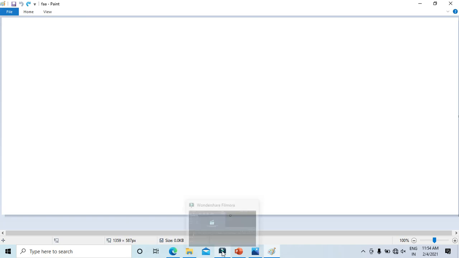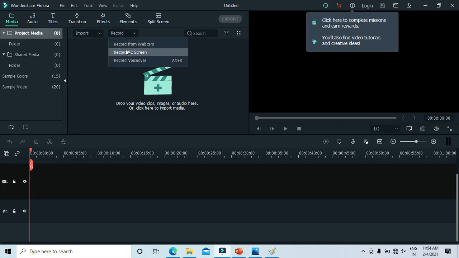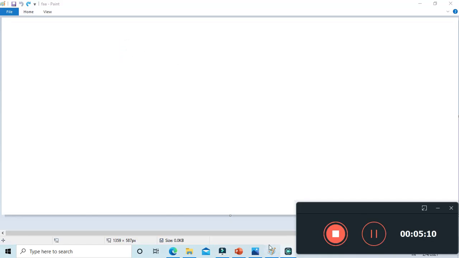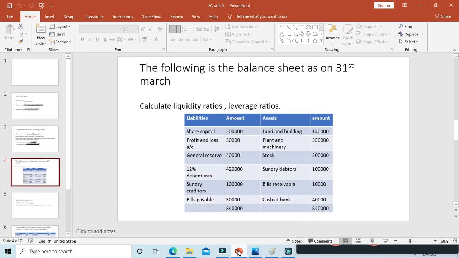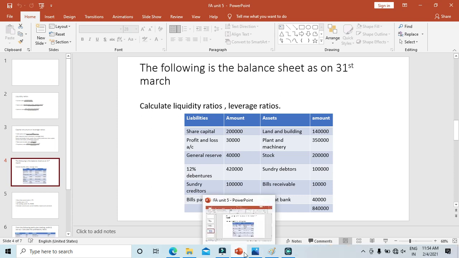So let's start doing this problem. I'll take down the entire information on your screen. Share capital 2 lakhs, I'll just take it down. There is all the information, so that we can do the problem.